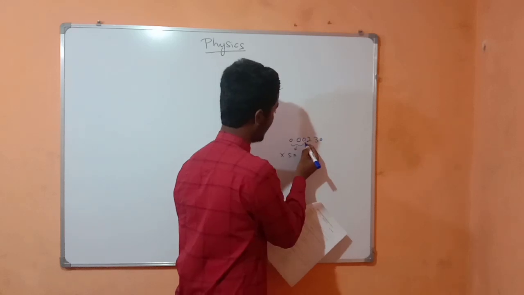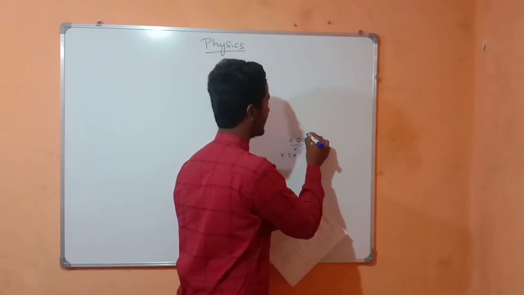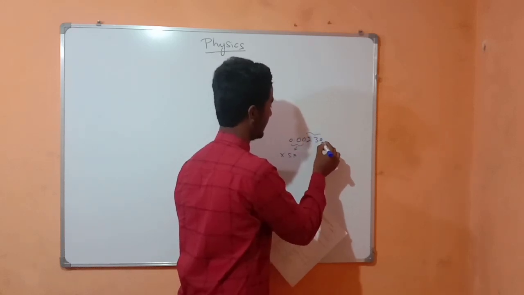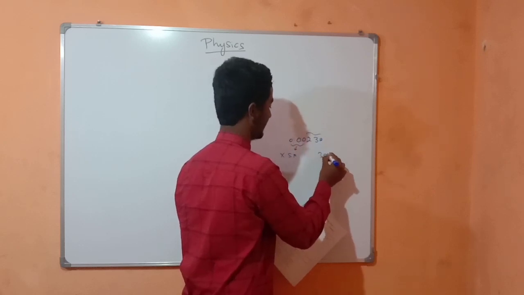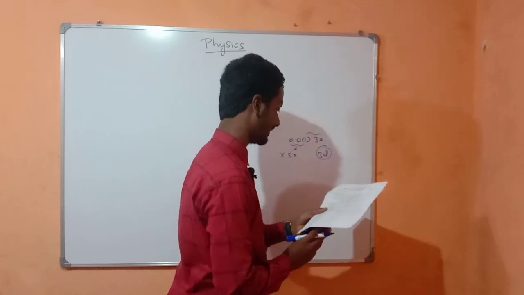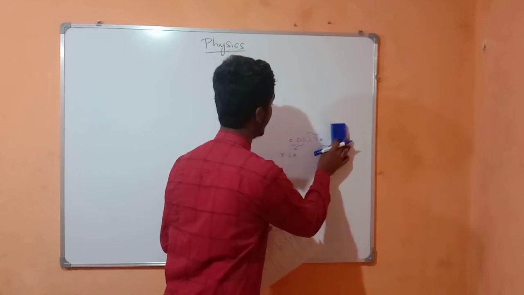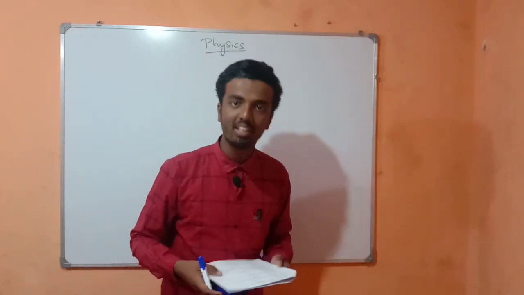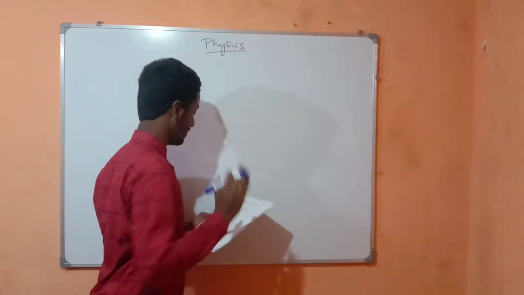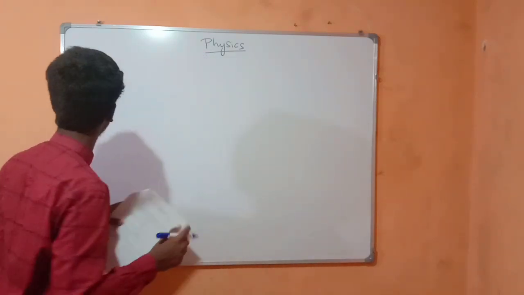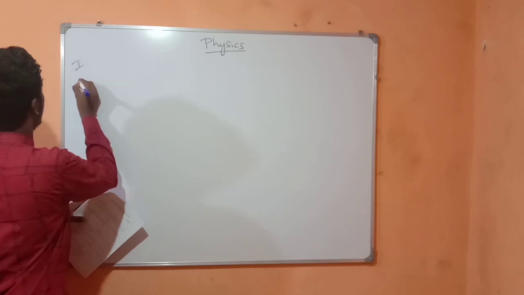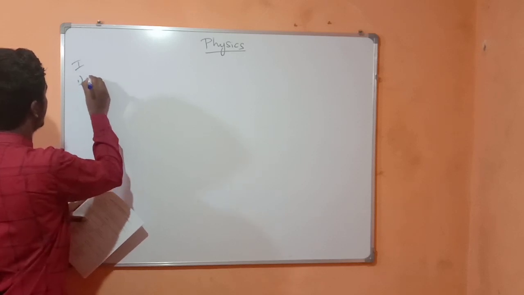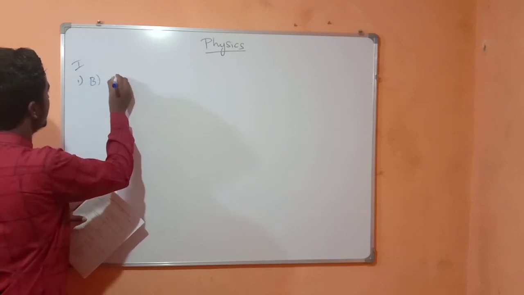After the zeros, what do we have? 3 digits. That is 230, which is 3 digits. So the first question's answer is that there are 3 significant figures in this number. It is option B, 3.